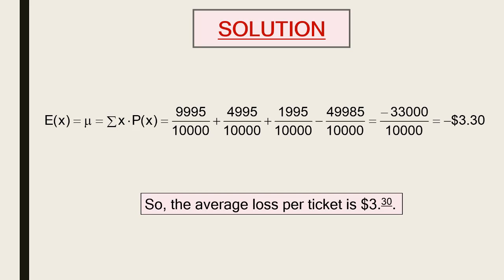So if I'm the person throwing the raffle, I find this expected value, and that tells me how much each ticket is going to contribute to my organization. Because if the player is losing $3.30 per ticket on average, then that means my organization is gaining $3.30 per ticket on average. Okay, so we've got a practice problem for you. A similar kind of problem.